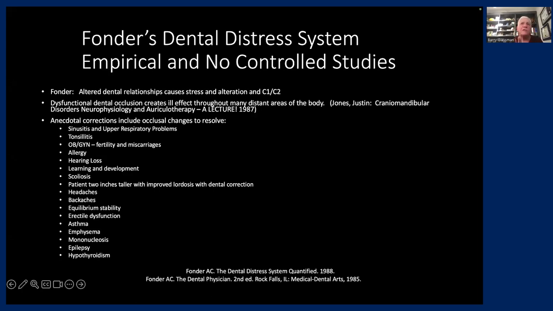So it's not that stress isn't critical, and oxidative stress obviously is critical, and it's not that internal stress isn't critical. But we're talking about now structural stress that led to an alteration of C1 and C2. Sounds like he was the first upper cervical chiropractor in his own way. And his goal was to change the mandibular posture to improve C1 and C2. And as a result of that, he corrected the following: from sinusitis to tonsillitis to OBGYN, fertility and miscarriages, allergy, headaches, backaches, equilibrium stability, of course, ED, emphysema, mononucleosis, epilepsy, and go on.